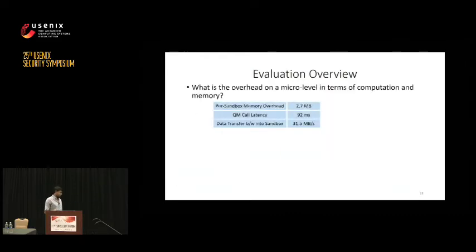So in terms of evaluation, we looked at this system from three perspectives. From a micro level, we looked at computational and memory overhead. We studied memory overhead, QM call latency, and data transfer bandwidth into the sandbox. And we find that all of these overheads are reasonable given our cyber-physical application domain. For example, call latency of 92 milliseconds is comparable to IoT device operations over a wide area network. And our bandwidth can easily accommodate the peak bandwidth of a typical IP camera.